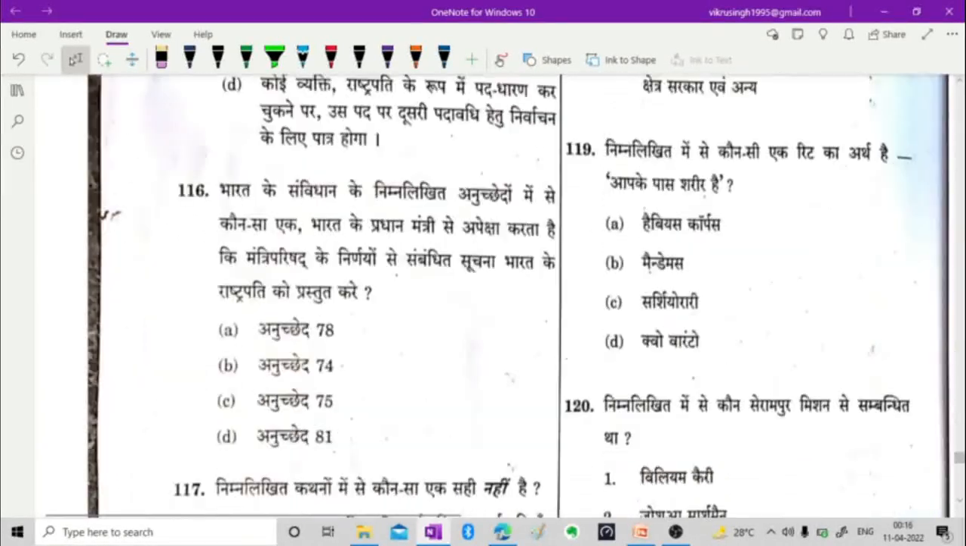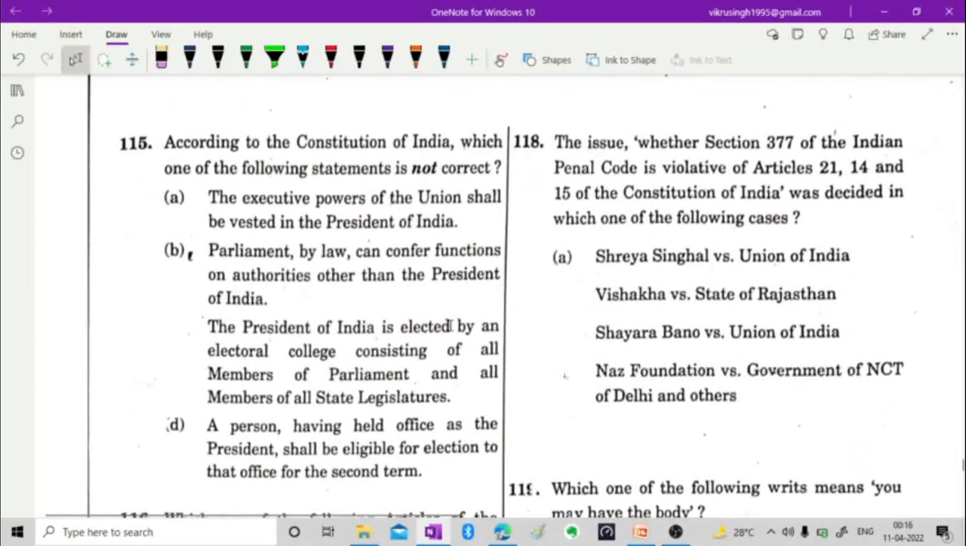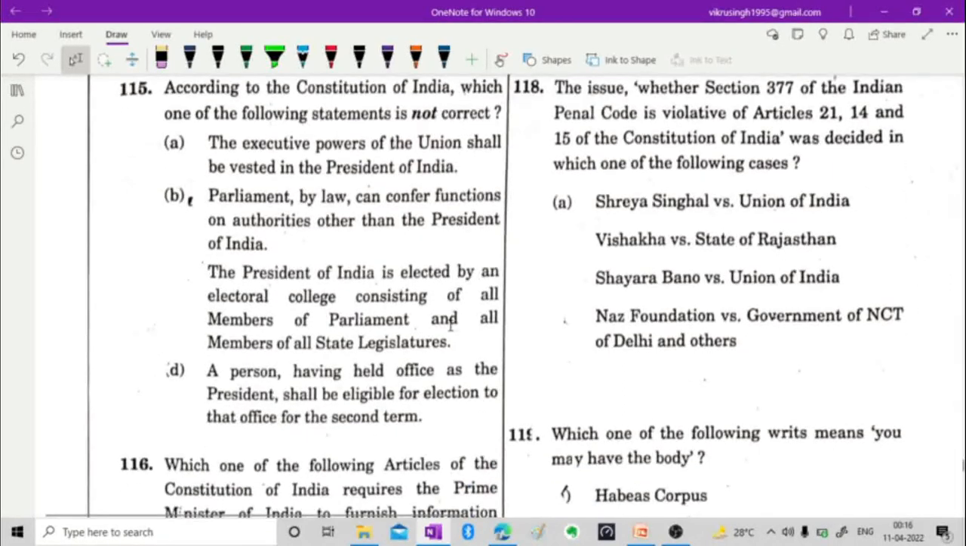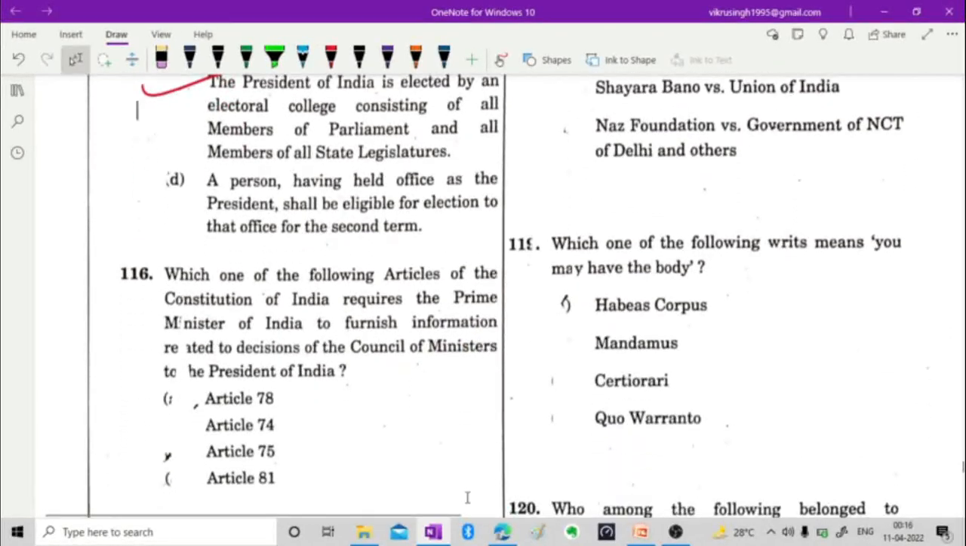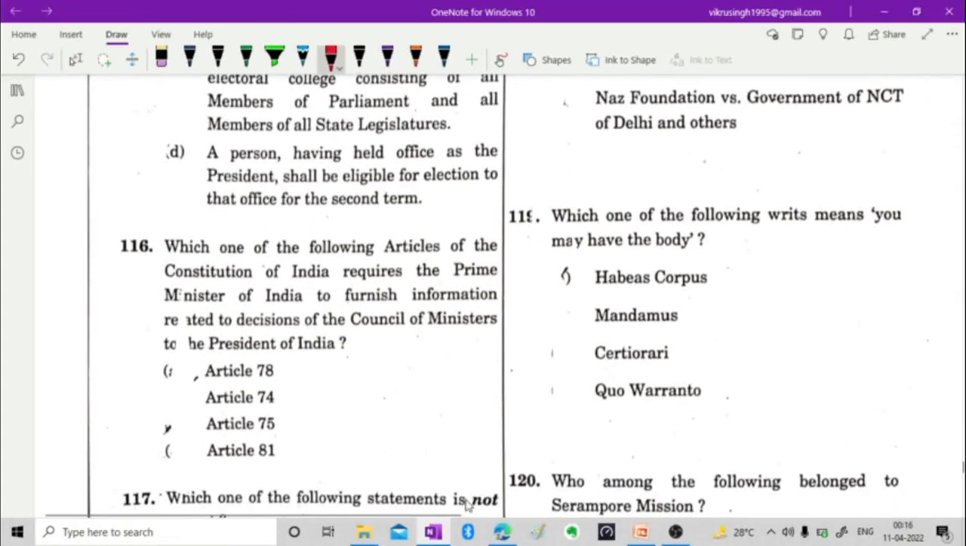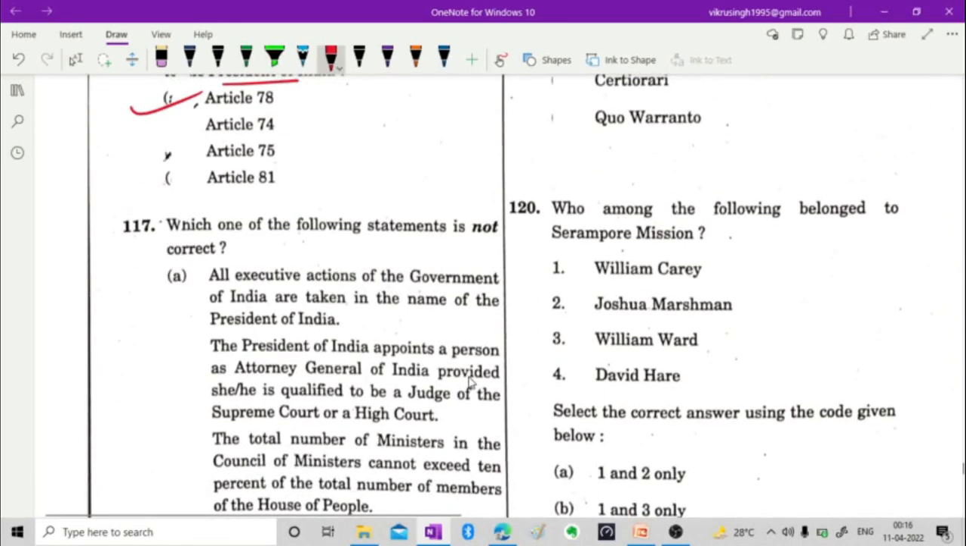Now proceeding on to question number 115, the last page. Question number 115, regarding the executive in the Constitution of India, which is not correct. The correct option is third. President is elected and elected. Question number 116, which one of the following constitutional provisions requires the Prime Minister of India to furnish information to the Council of Ministers? So Article 78. Which of the following is not correct? This is the option. Option B is not correct.